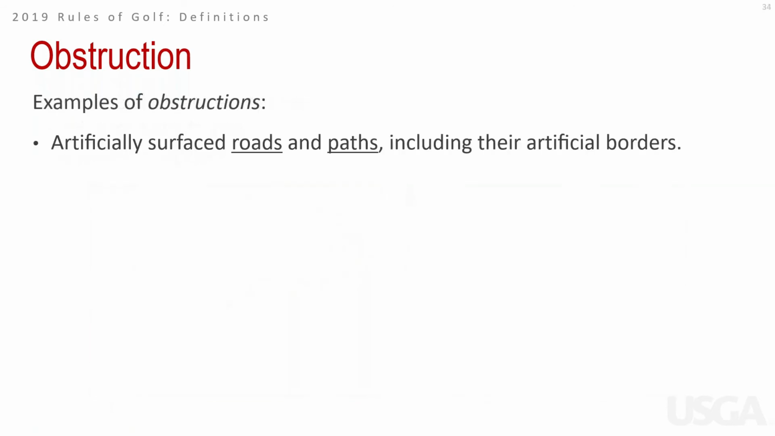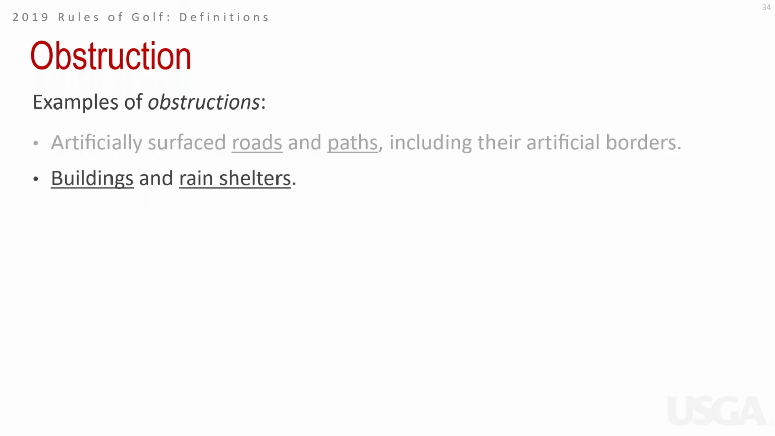So we'll get into some examples of what obstructions may be, some artificially surfaced roads and paths, including their borders. So if you were to have a path with a curbing, that curbing is also going to be part of that same obstruction. Maintenance buildings, rain shelters, bathrooms that will be out on the golf course will be determined to be an obstruction.